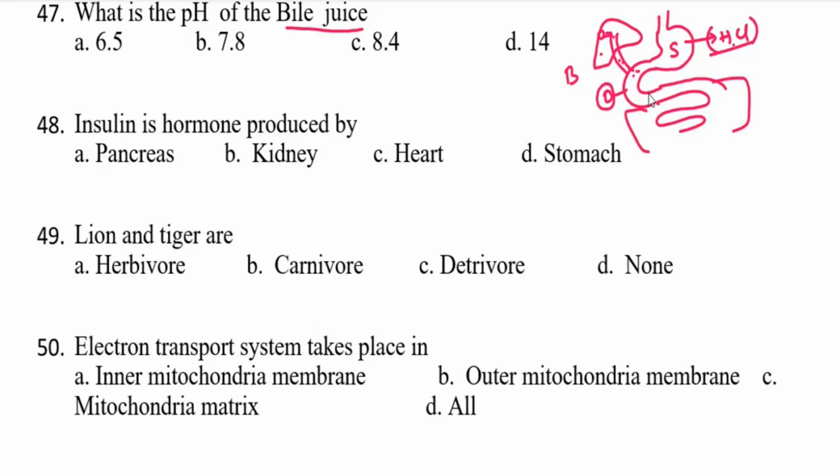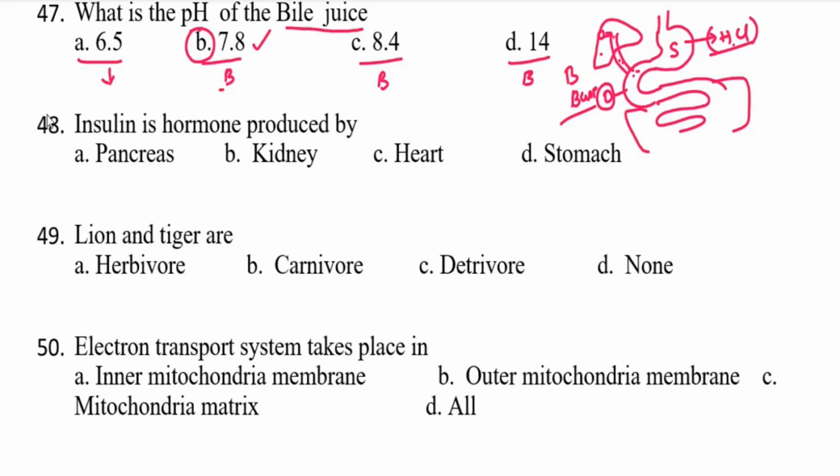Okay, so let us see the question. I told you bile juice is basic, it's a base, and HCl is the acid. Here 6.5 is an acidic pH, 7.8 is a basic pH, 8.4 is a basic pH, and 14 is a basic pH. Among these, which one is correct? The correct answer is 7.8. You can remember this blindly.